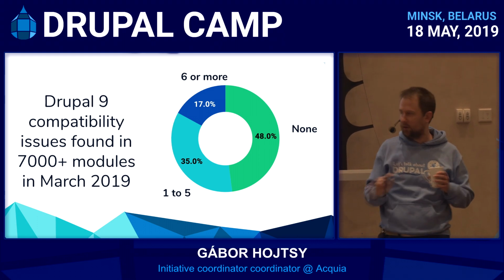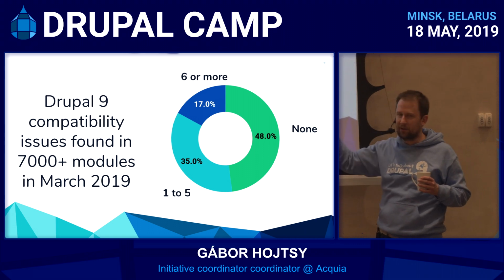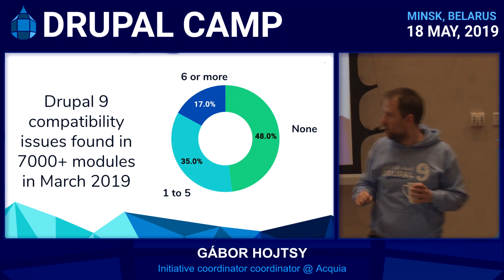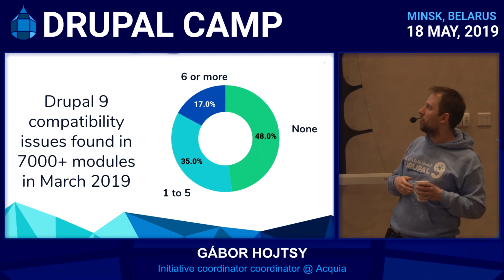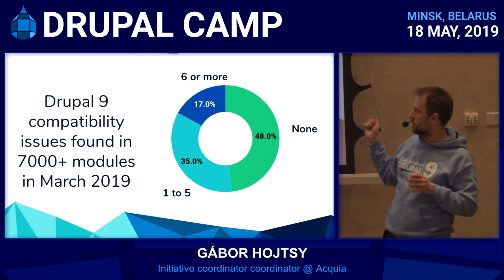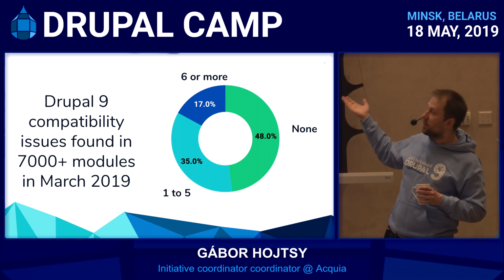That's a small number. Based on the patches you've seen for Drupal set message, this is the kind of patch that most of the deprecations need to apply, a one-line change. So they will be very easy to fix, and there's 17% who have 6 or more. There are some outliers with a lot of failures, but there's only a few that have a lot of failures. So we are in a pretty good shape.